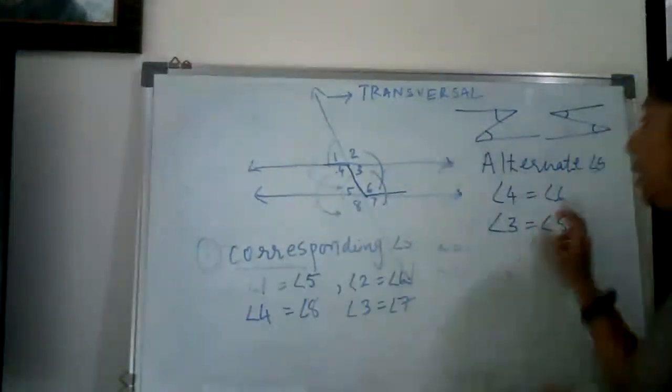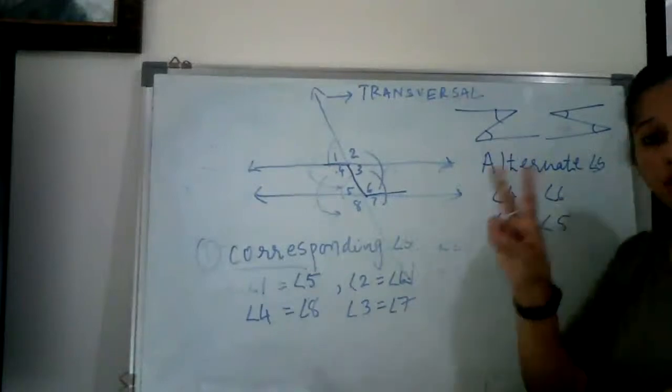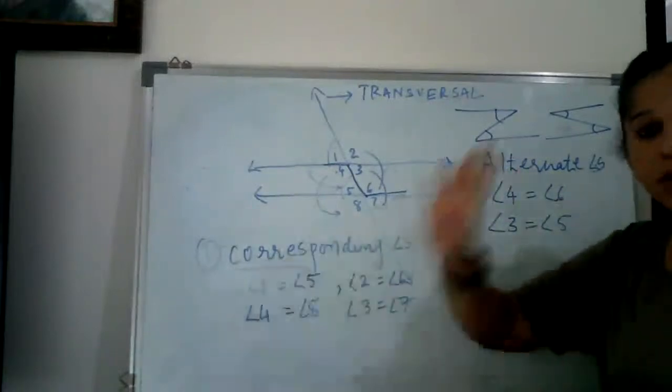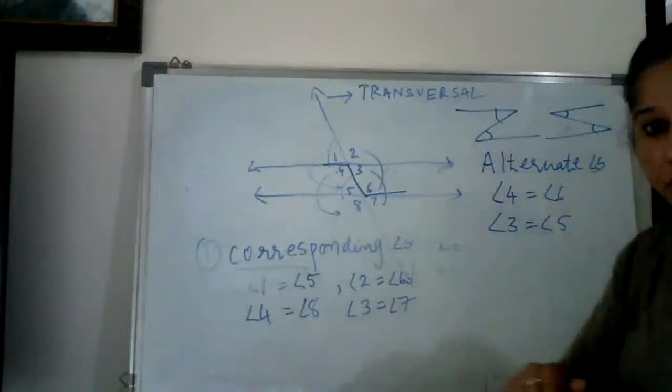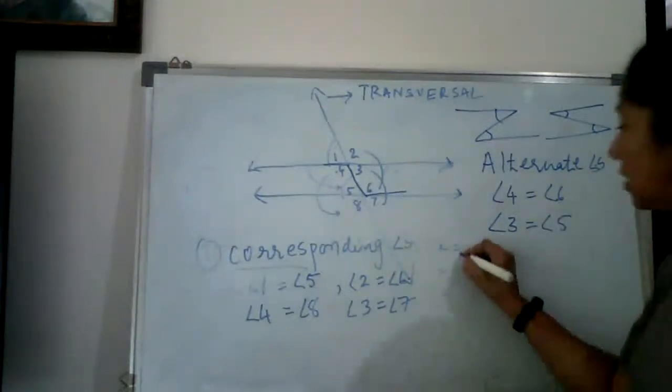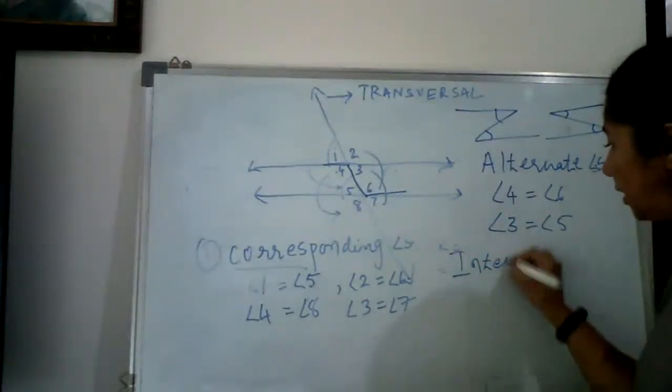So how many angles will we get here? For alternate angles we get only two pairs. For corresponding angles we got four pairs. I hope this is clear to all of you. And the last one which we say is interior angles.